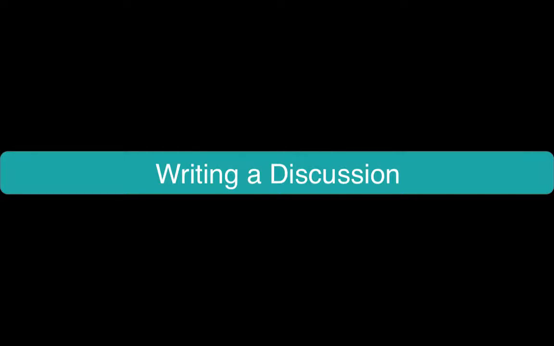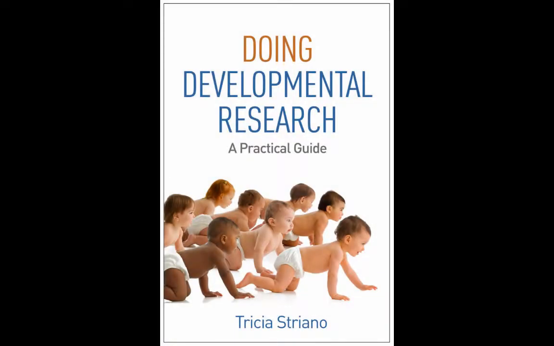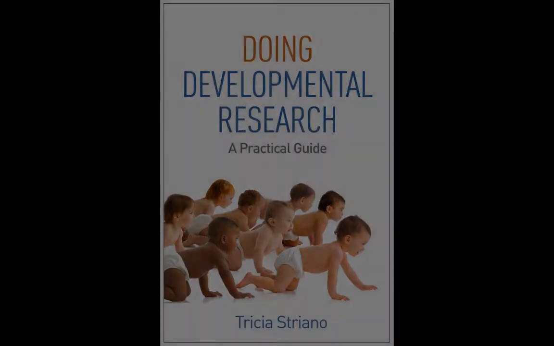In this module, you will learn about many of the key elements of writing a discussion. A discussion often summarizes the main findings of a study, links these findings to other literature, addresses limitations of the study, and possible future directions. As described in the book Doing Developmental Research, one way to learn about writing discussions is by exploring various discussions in the literature. Let's begin by doing that together now.